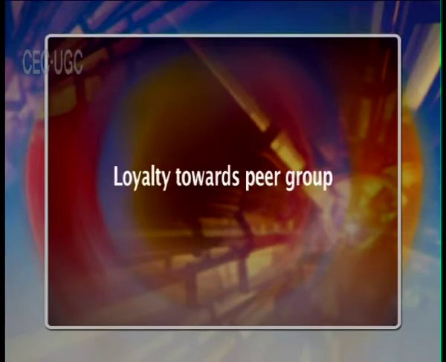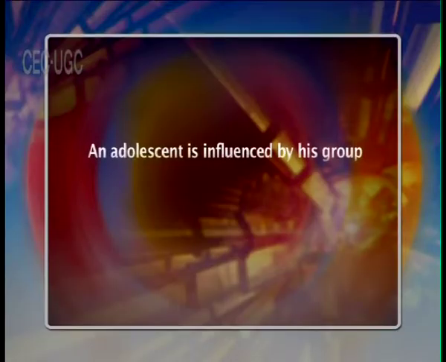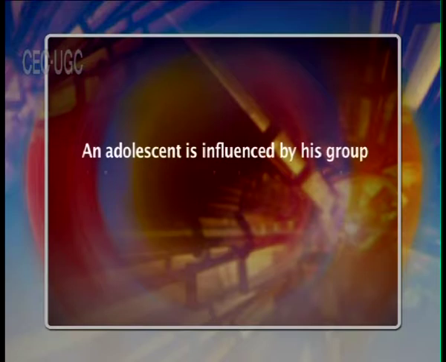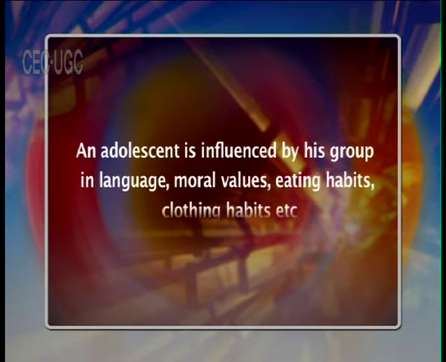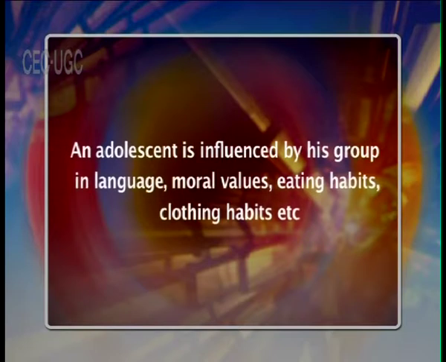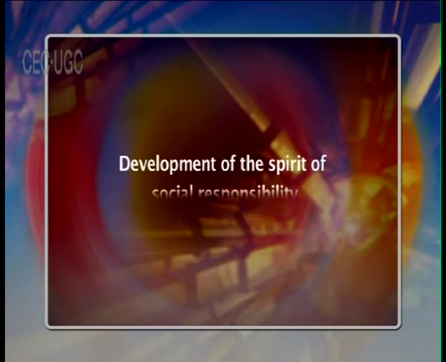Loyalty towards peer group. Adolescents are fully devoted to their friends and want to pass most of their time in their company. They agree with all of their demands, and the ideals of the peer group also become their own ideals. The groups with which adolescents are related, they are influenced by all its activities. As per Bed and Hont, an adolescent is influenced by his group in language, moral values, eating habits, clothing habits, etc.